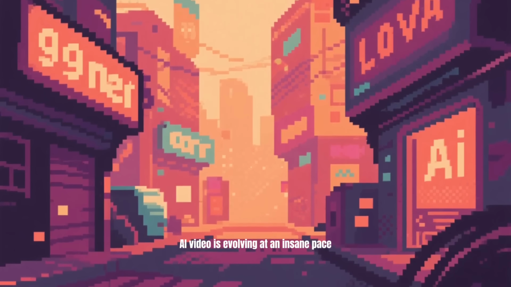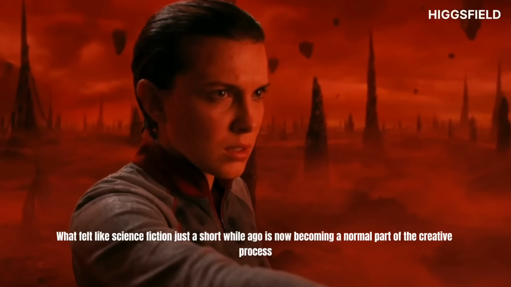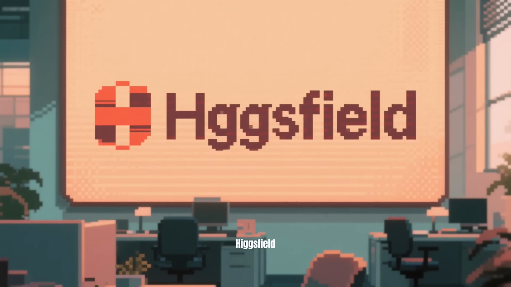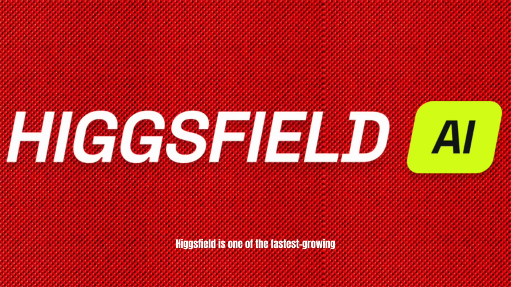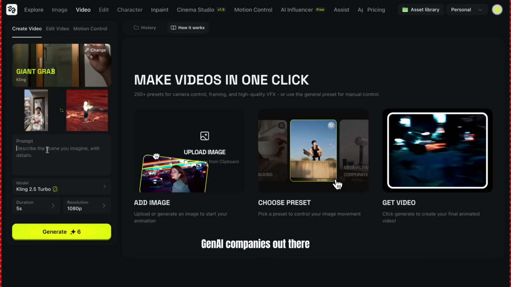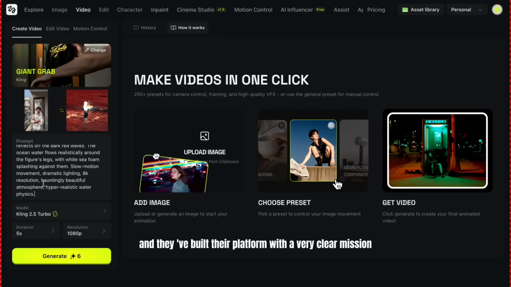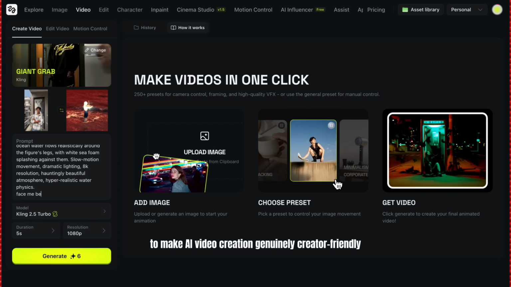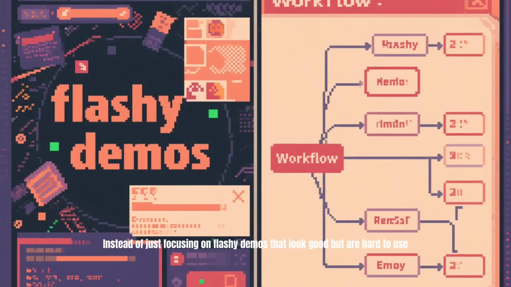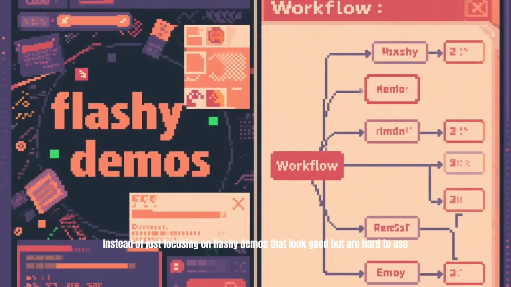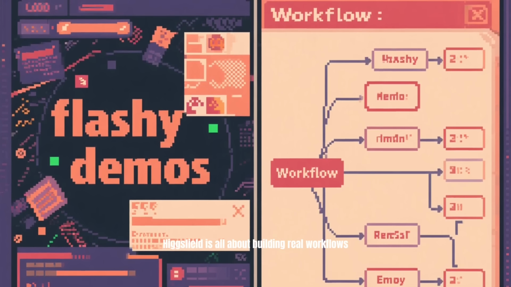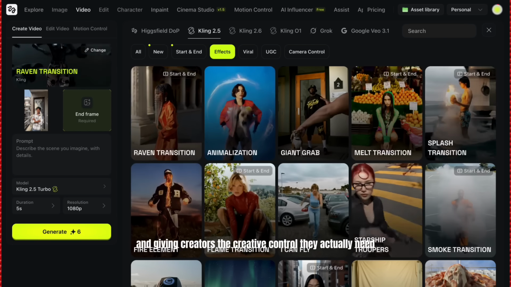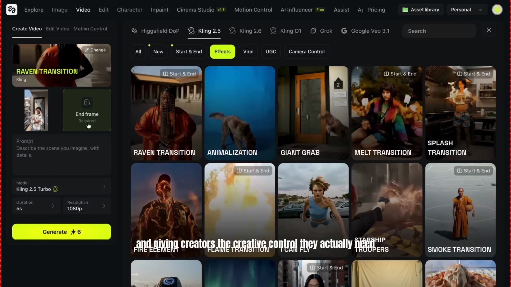AI video is evolving at an insane pace. What felt like science fiction just a short while ago is now becoming a normal part of the Higgsfield. Higgsfield is one of the fastest growing GenAI companies out there, and they've built their platform with a very clear mission to make AI video creation genuinely creator-friendly. Instead of just focusing on flashy demos that look good but are hard to use, Higgsfield is all about building real workflows, making their tools accessible, and giving creators the creative control they actually need.